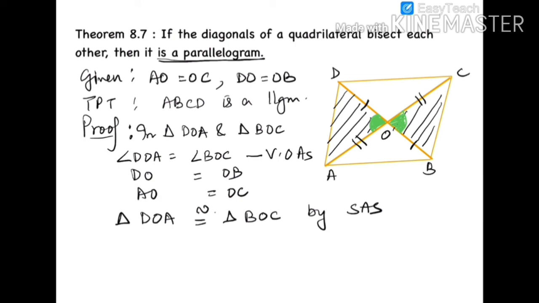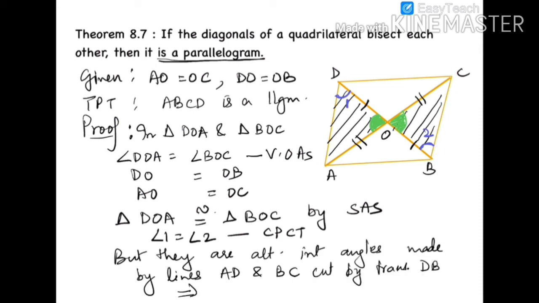And when the triangles are congruent, their corresponding angles are equal. So we can say angle 1 is equal to angle 2. They are corresponding parts of congruent triangles. But if angle 1 is equal to angle 2, they form alternate interior angles which are made by transversal DB with lines DA and BC. So this implies AD is parallel to BC.